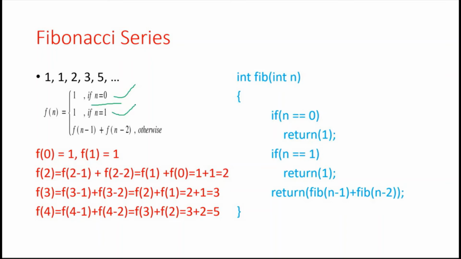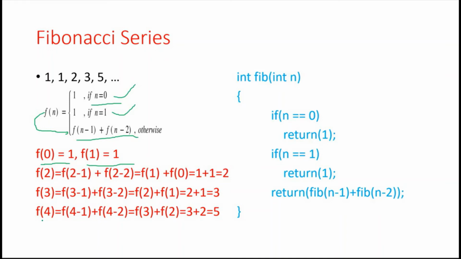Okay, now otherwise this is the definition of Fn. If we call f(n), that is f(n-1) plus f(n-2). Okay, now we have f(0) that is 1 and f(1) that is 1. Okay, this is our base case.